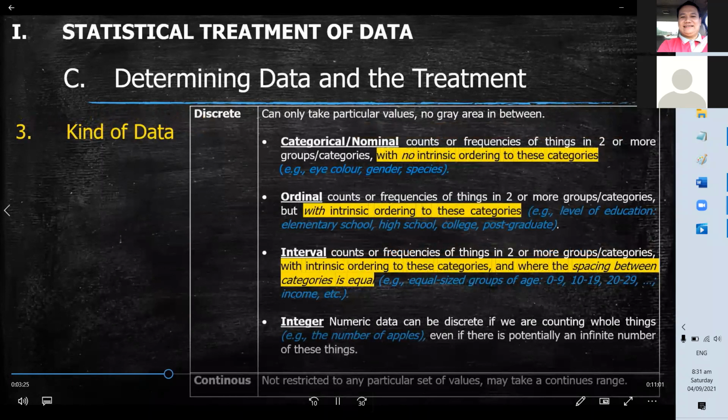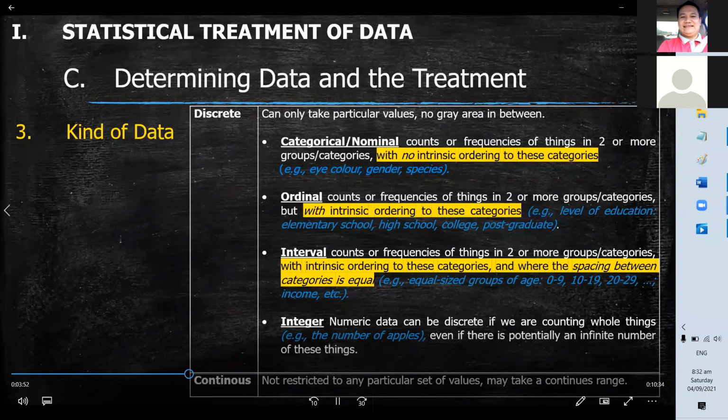Discrete data can only take particular values. There are no gray areas in between. Categorical or nominal discrete data counts or frequencies of things in two or more groups or categories, with no intrinsic ordering to these categories. For example, the eye color, the gender, or the species.